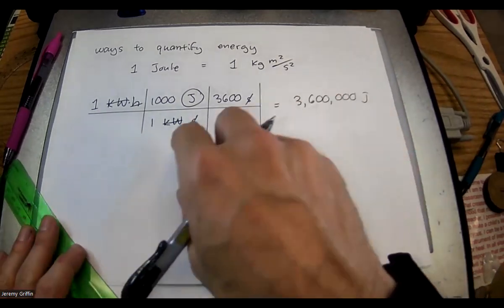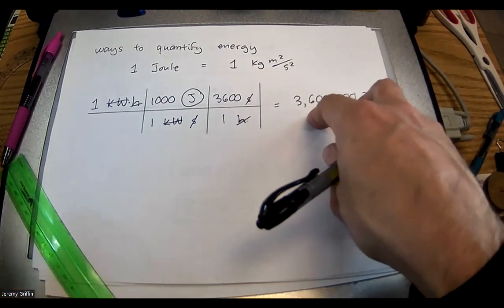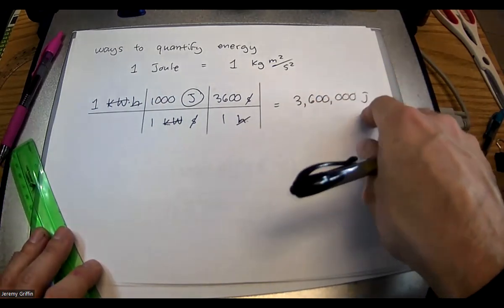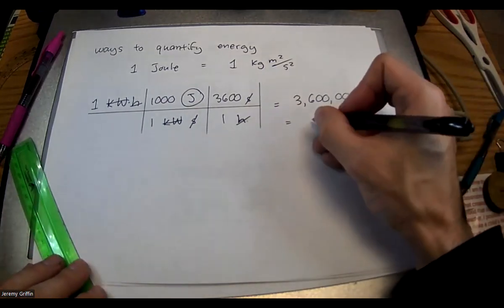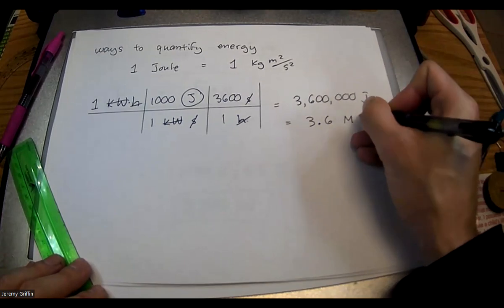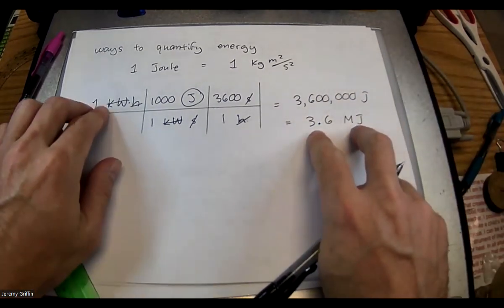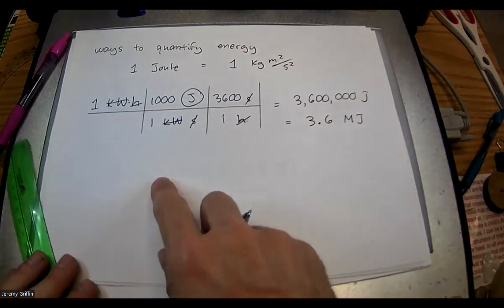My guess is that's why kilowatt hours stuck around as a unit, because it's easier than reporting large numbers of joules. But if I was making the standards back in the day, I would have just called it megajoules, because isn't this 3.6 megajoules? So 1 kilowatt hour is the same thing as 3.6 megajoules.